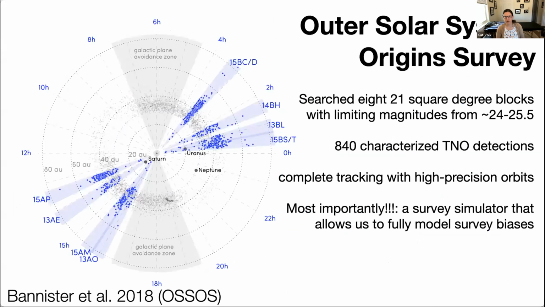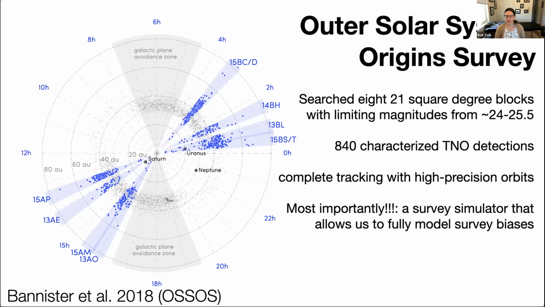So this observational sample comes from the Outer Solar System Origins Survey, which was a large program on CFHT. Observations were primarily from 2013 to 2017. We looked at 8 different 21 square degree blocks on the sky down to 24 to 25 and a half in R-band magnitudes. We got 840 characterized TNOs, meaning we detected the objects and we have very well characterized the biases involved in detecting those objects. So we have a sense of the actual detection probabilities.